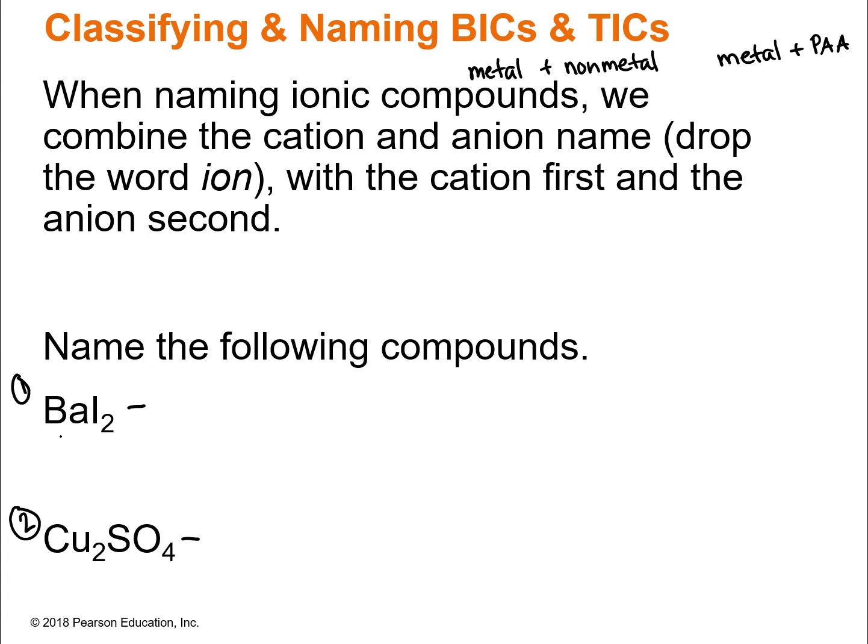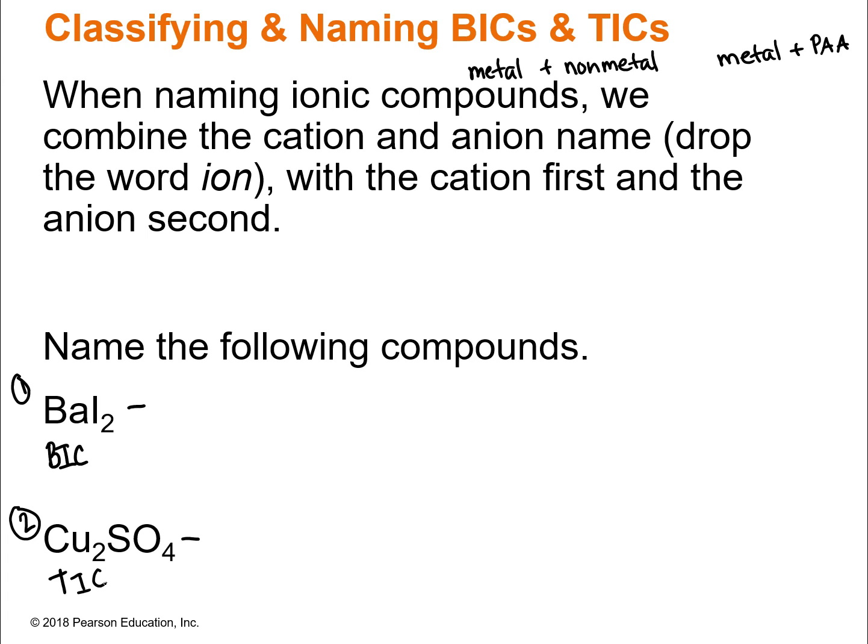So I agree. The first one is a binary ionic compound. We only see 2 elements there. One's a metal, one's a nonmetal. The second one is a ternary ionic compound. We see a metal, and there's a polyatomic anion there, the SO4. So you'll get familiar with the polyatomic anions just from practicing naming and classifying and things like that.